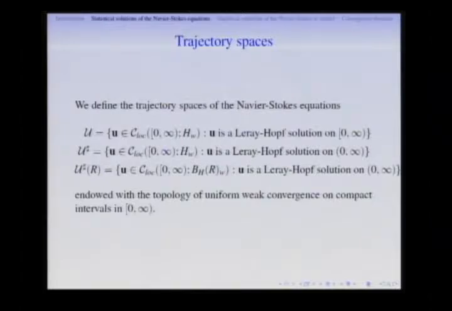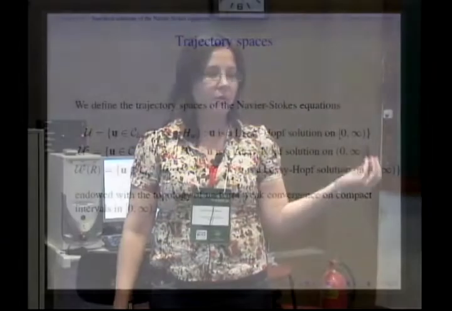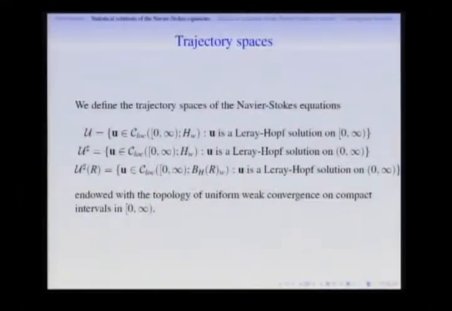Okay, in order to define the statistical solutions, we need to define the trajectory space. So the first one, U, is just the space of Leray-Hopf weak solutions, but this space has a problem, which is if we consider a convergent sequence in this space with the topology of uniform weak convergence on compact intervals, the limit may not belong to this space. Okay, so in some sense it's not closed.